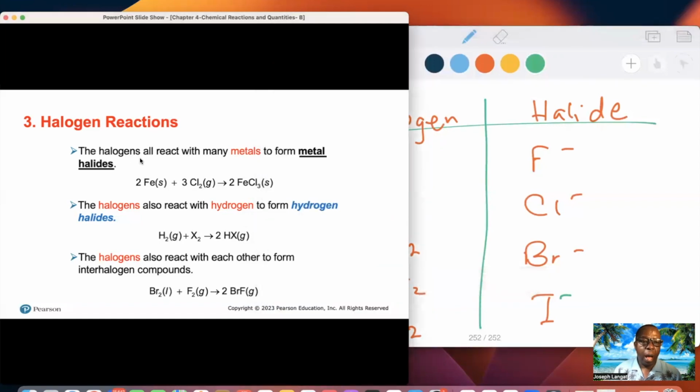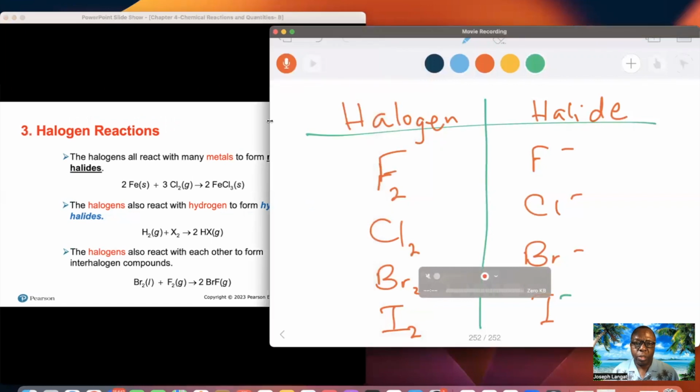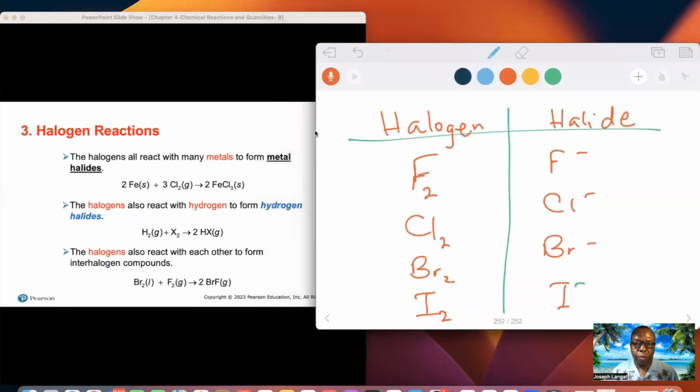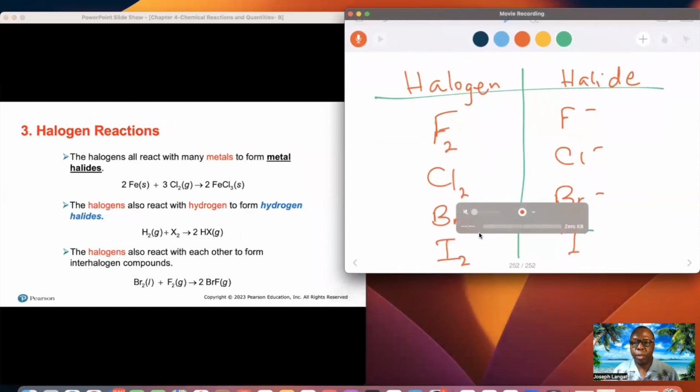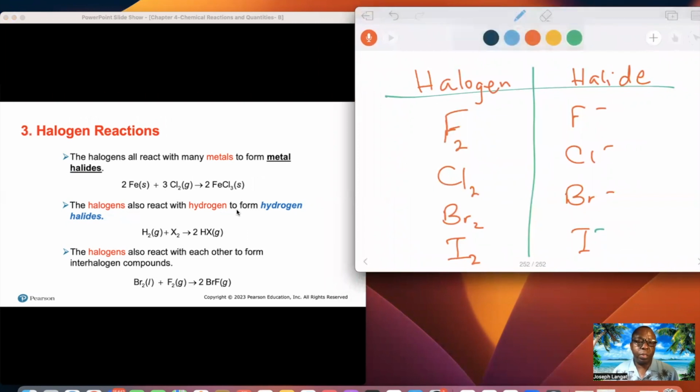So here, halogens react. All right, these guys react to form what? You look at the halogens reacting with metals, they form metal halides. Here, please write the correct formula first before you balance the equation. This is just transition metals. It can be any other metal for that matter.